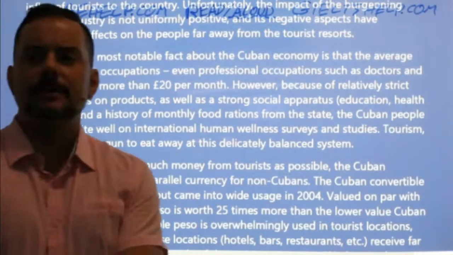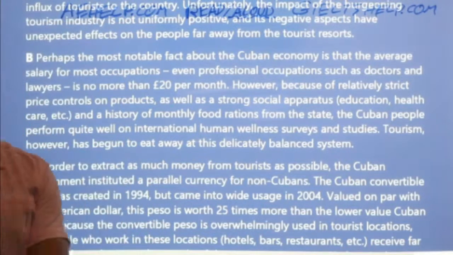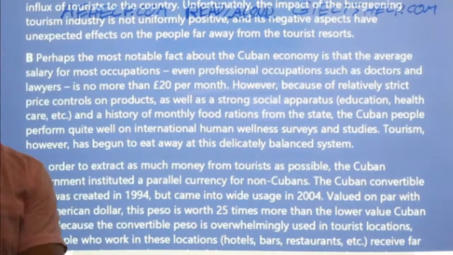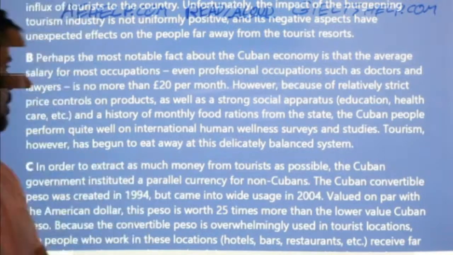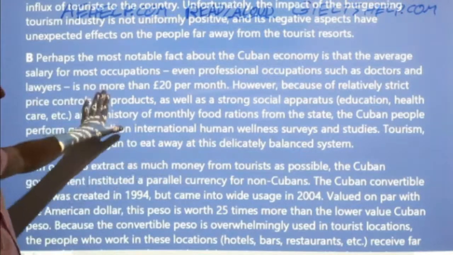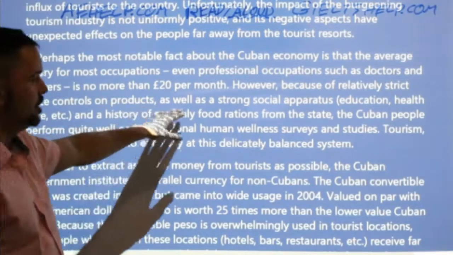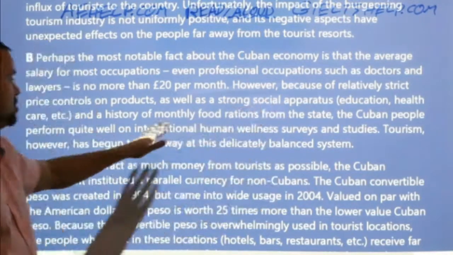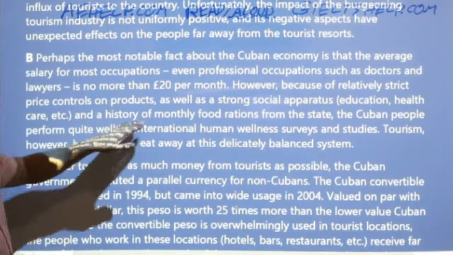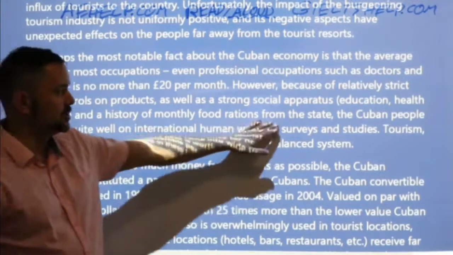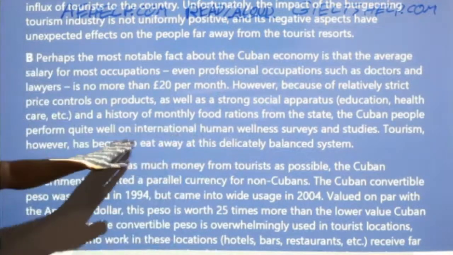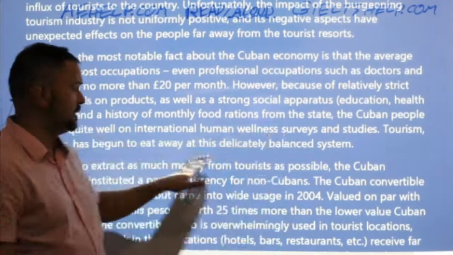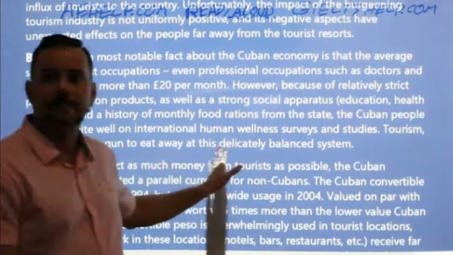Leah says it's about salaries. I think it's about more than just salaries. Leah, so part of it is salaries, how much they make. But then there's also some information here about having social systems like free education, health. There's monthly food rations, so people are getting food. And then there's also some information here about them being kind of healthy as humans, but then tourism affecting that system.